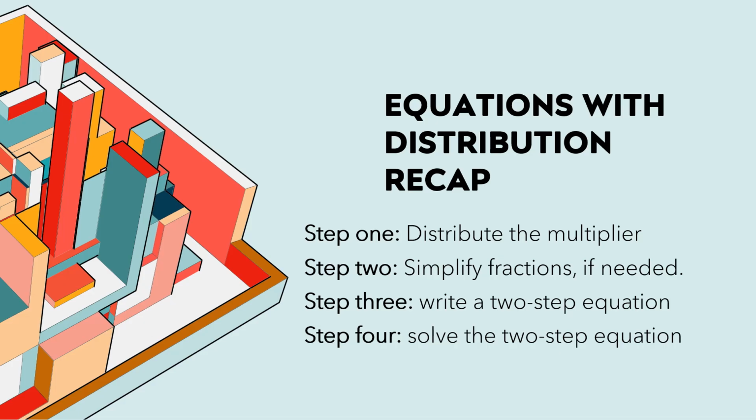In closing, remember these 4 steps. First, distribute the multiplier. Second, simplify fractions if needed. Third, write a two-step equation. Finally, solve the two-step equation. Checking your work and substituting your answer back into the original equation is always a good idea. This verifies your solution and helps improve your math skills.